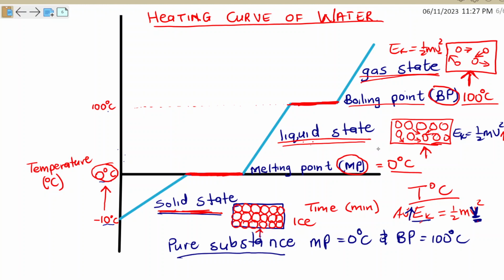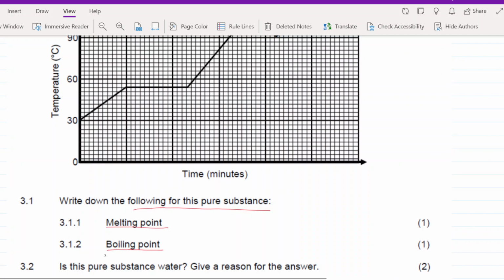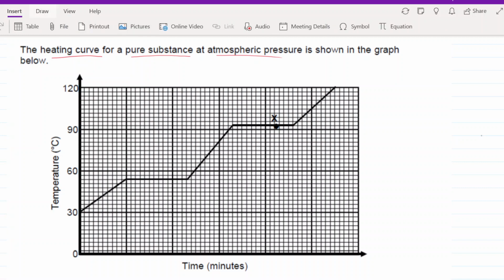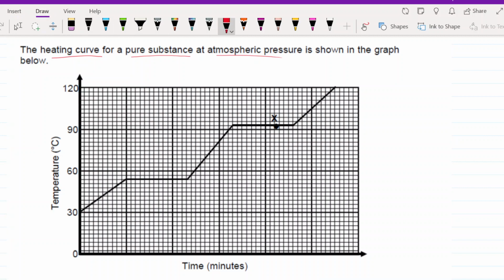So let's go back now to our question and check what they were asking us. The question was saying: write down the following for the pure substance, the melting point and the boiling point. So they want us to look for the melting point and the boiling point of this substance. According to our knowledge, the melting point of this substance is this first horizontal line.